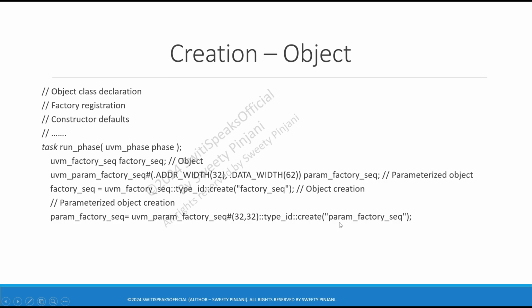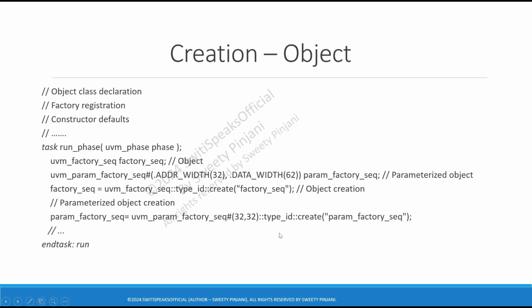Type ID create and whatever name you want to give. Param factory sequence you are giving. So this is param factory sequence. You would have given here param factory sequence. If you see param factory sequence, the same name comes here. This is how you have to create the object. That's it. The task ends here.